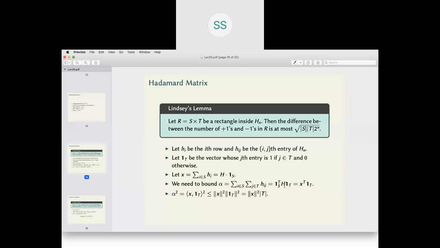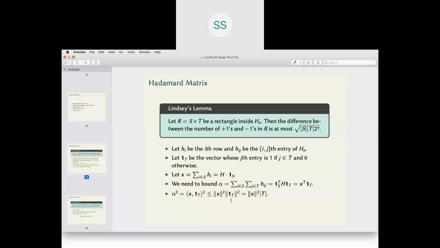Right? Okay. Now alpha squared, another way to see it is the inner product of x and 1 subscript T. Right? The same thing I can write it like this. Alpha squared is this squared, which is at most the norm squared of x and norm squared of 1 subscript T. So again, this inequality is by Cauchy-Schwarz inequality. What is the norm squared of this? It is the number of entries.